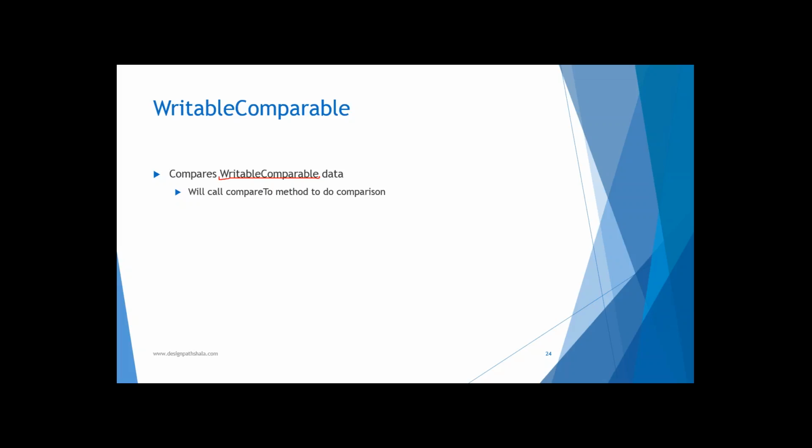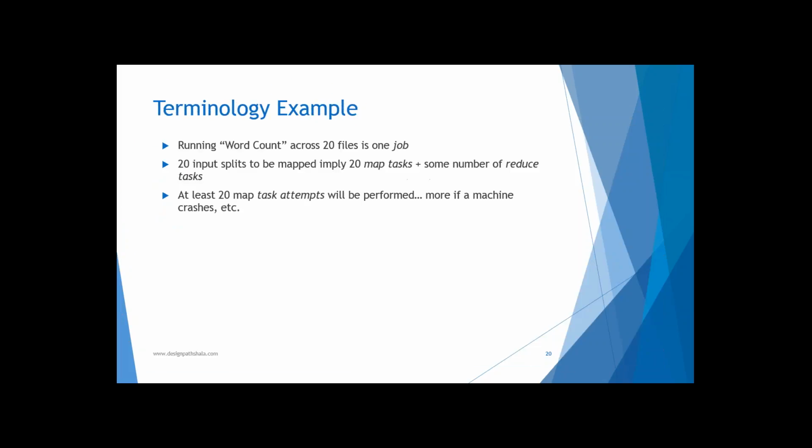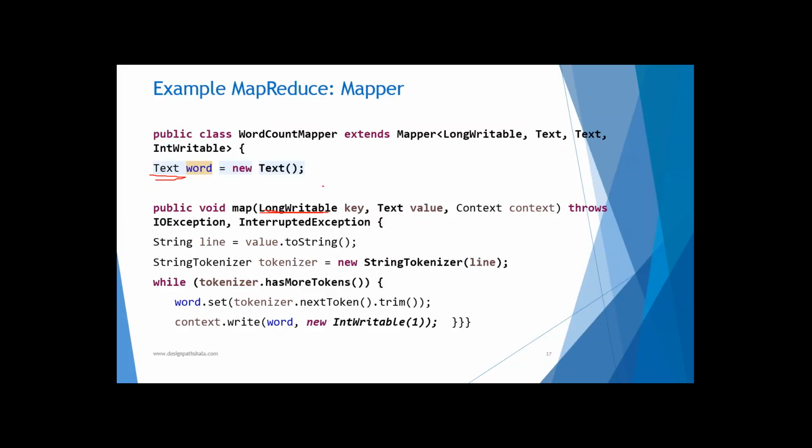Basically, whatever key types I create here should be comparable, because they have to be compared in the sort and shuffle phase. So they have to be not only writable, they have to be comparable also. Long can be compared to each other, so that's the reason I was able to make long a key. Text I can compare to each other. That's the reason I was able to make it.